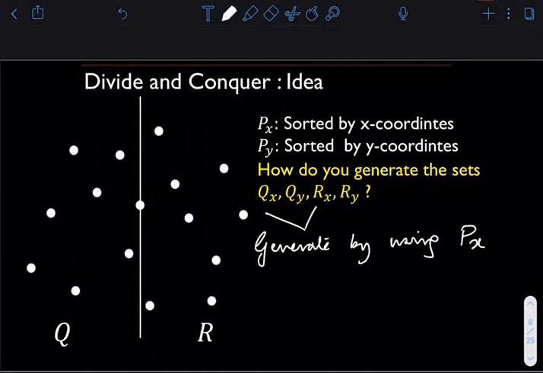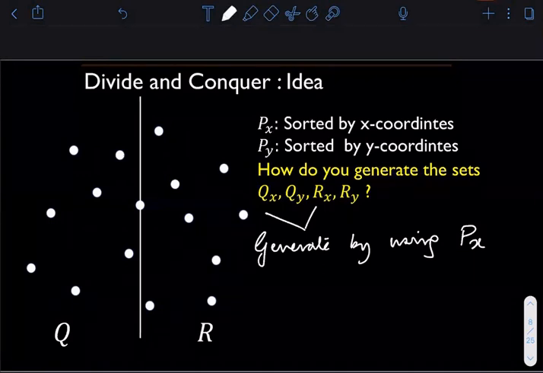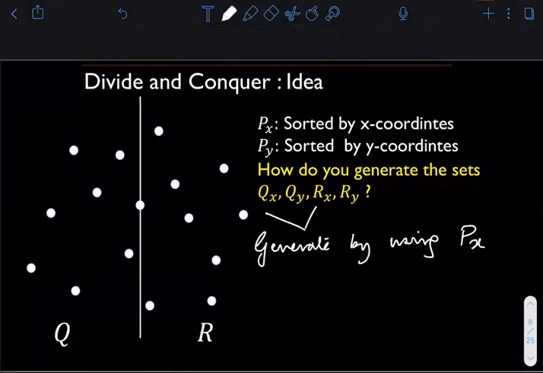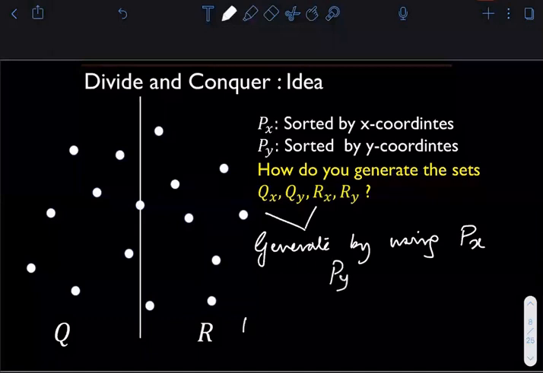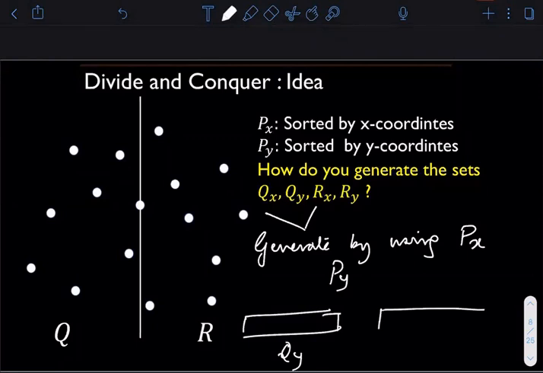What is the only thing that we need to do actually, in addition to the way we generated Qx and Rx? Exactly. Very good, Kushal. So what we do is we just compare the x coordinate, right? So remember we have this set Py, and we are copying stuff into Qy and Ry.